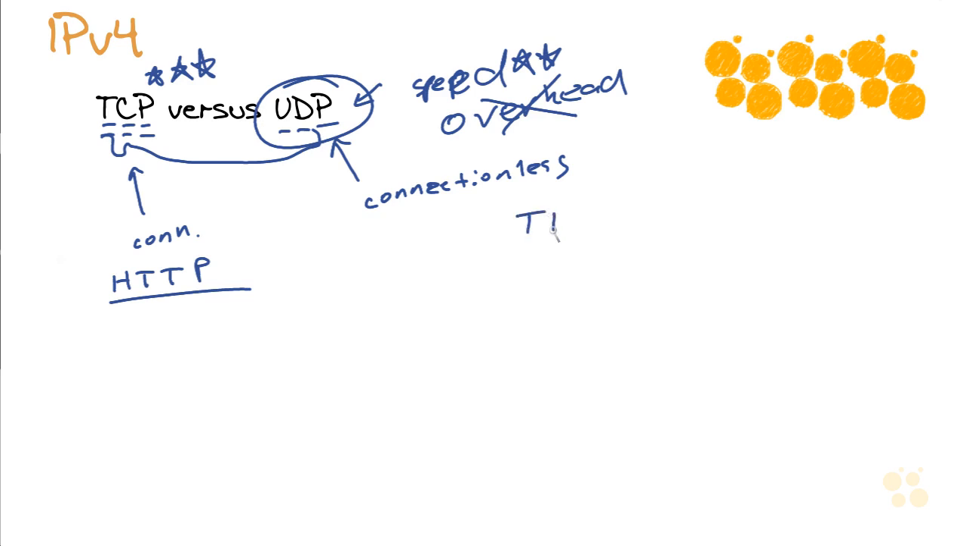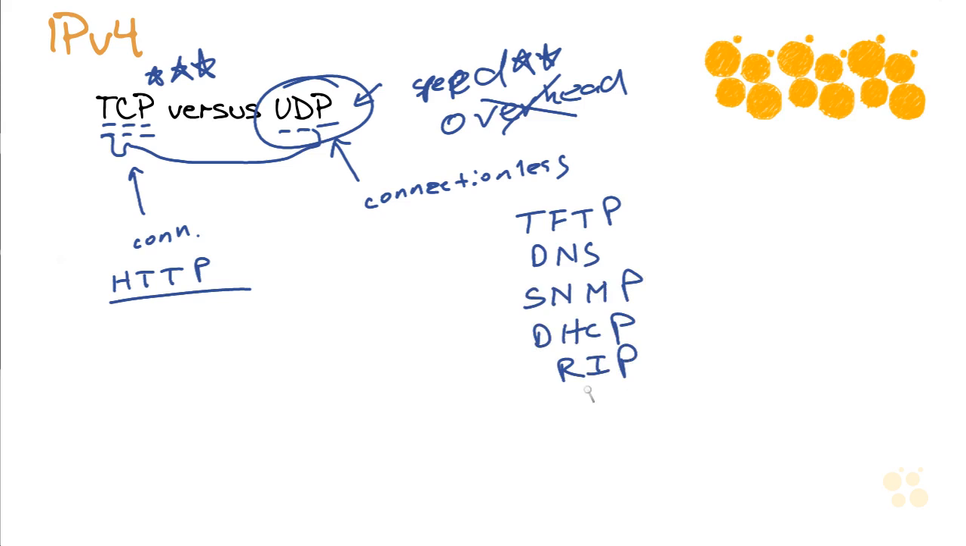Some other protocols that use it are the trivial file transfer protocol. We don't want slow, we want fast and efficient, so we use TFTP instead of FTP. DNS will default to the use of UDP for efficiency. Simple Network Management Protocol will use UDP. DHCP likes UDP for efficiency. The silly little very basic routing protocol called RIP, Routing Information Protocol, will use UDP. So lots of things will indeed use UDP for the efficiency compared to transmission control protocol.